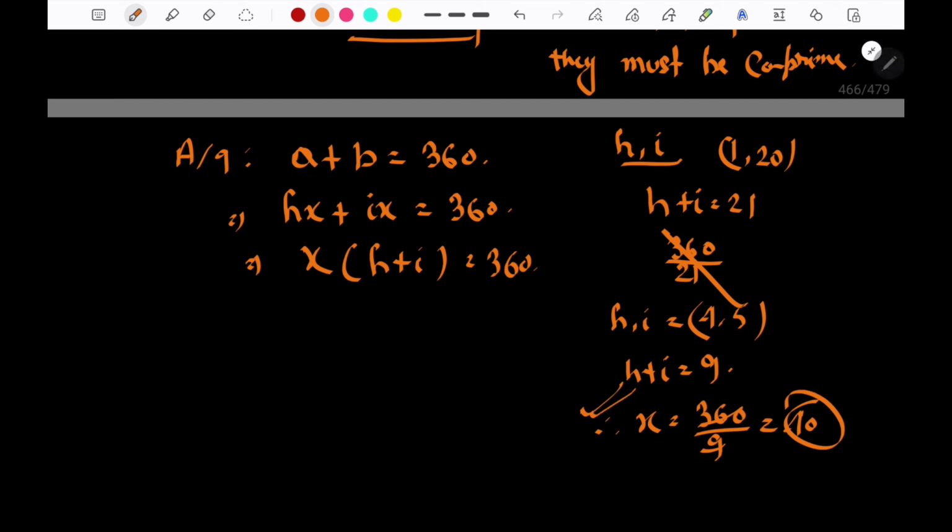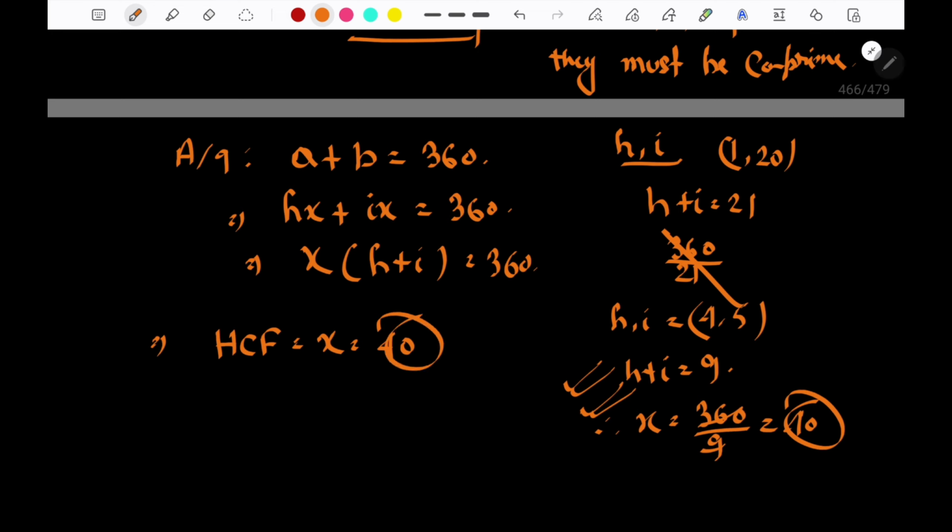Next, anything else that can be done? No, 10 into 2, they are not co-prime. So these are the only two possible options. Superb. It means we have got our value of x, and that is equal to what? That is HCF. HCF is equal to x is equal to 40.